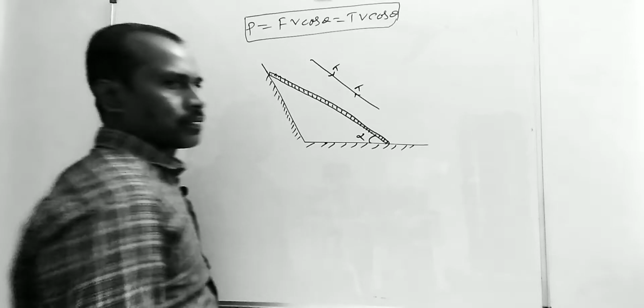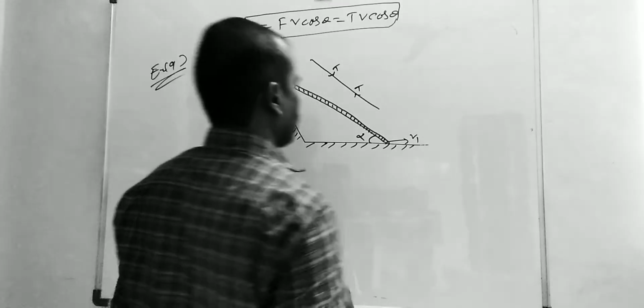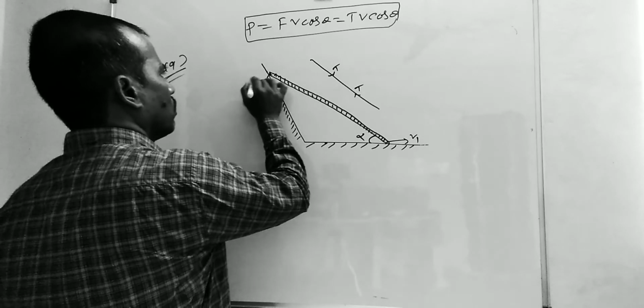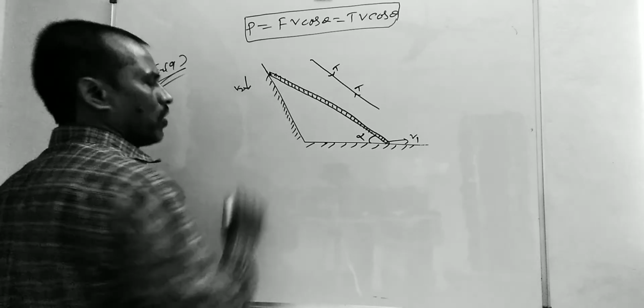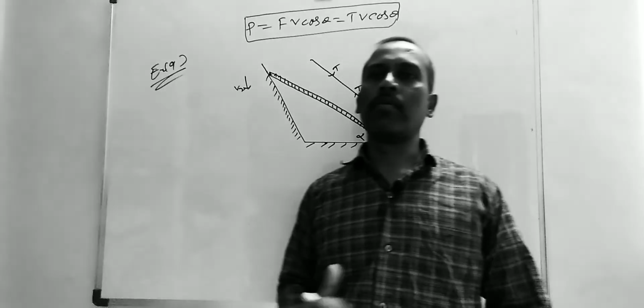The tension is T. This point is moving with velocity v1, and this point is moving downwards with velocity v2. How to solve this type of problem?